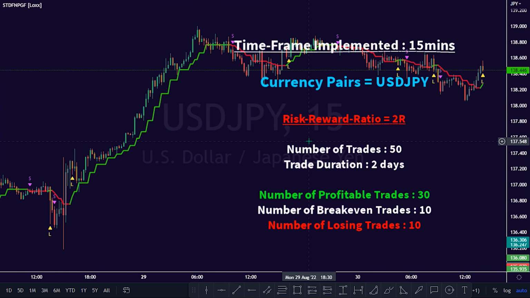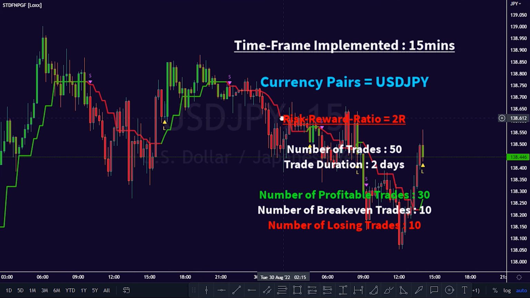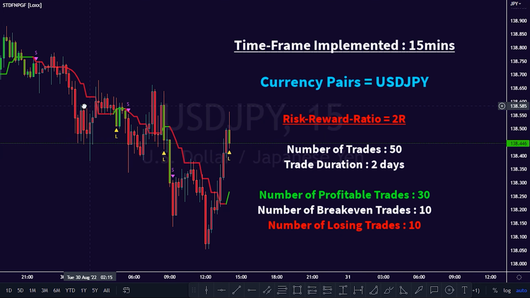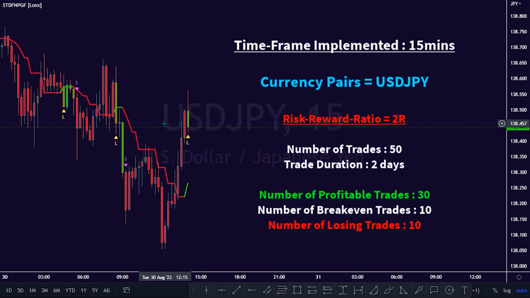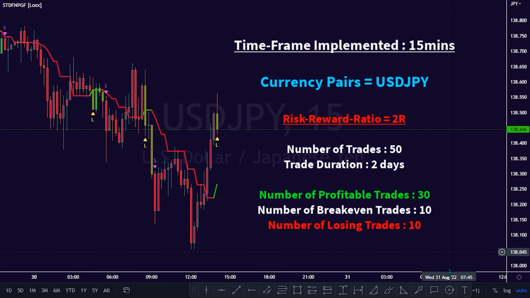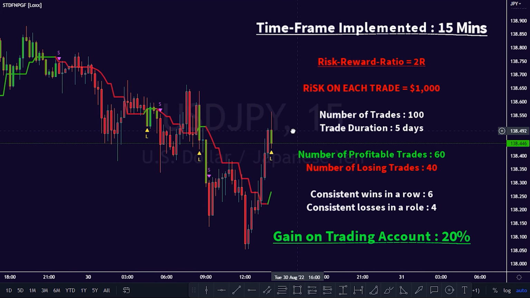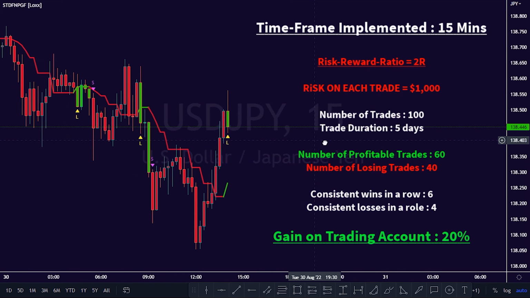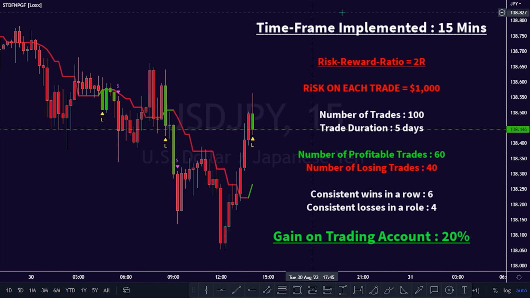After the second 50 trades on the USD Japanese yen, I won 30 trades and have 10 break-even trades and 10 losses out of the 50 trades. Here's my trading result after executing 100 trades for 5 days in the Forex market with the Gaussian filter indicator trading strategy concept. I implemented the 2 risk-reward ratio.